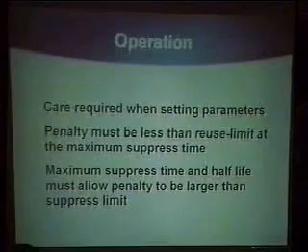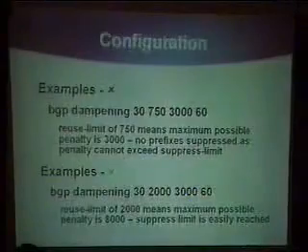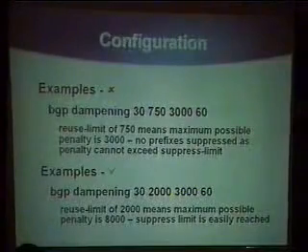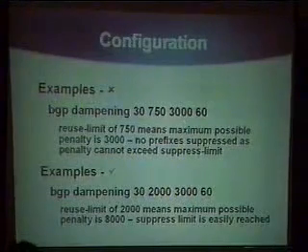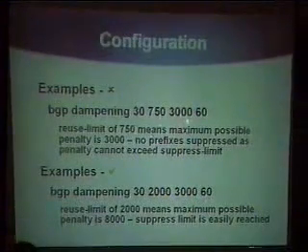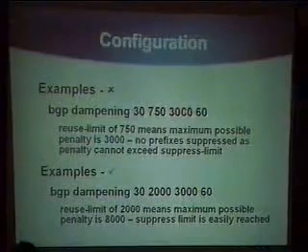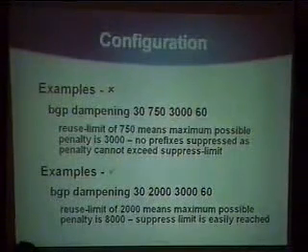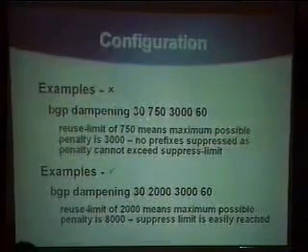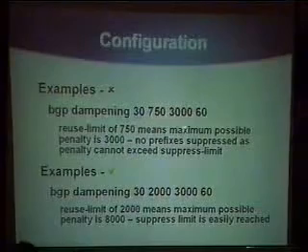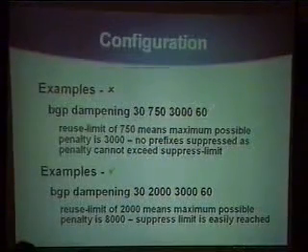You need to be careful when setting parameters. It's the usual thing of you can type in any old numbers and they'll be taken. This was the bad one in RIPE 210. This one doesn't actually do anything. The reason is that the maximum possible penalty is 3,000, and that is the suppress limit as well. This value is the suppress limit. That's the half-life time, that's the reuse value, and this is the maximum suppress time.